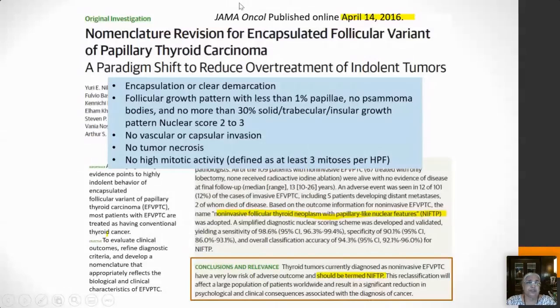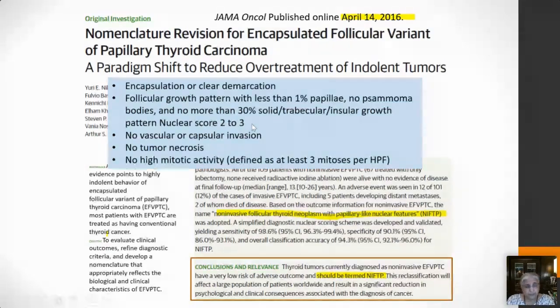So how will you define them? Well, first of all, there should be encapsulation or clear demarcation. And this means that perhaps you don't need to see a real capsule. A follicular growth pattern with, in the beginning they said, less than 1% papillae, no psammoma bodies, and no more than 30% of solid or insular growth, and nuclear score 2 or 3.